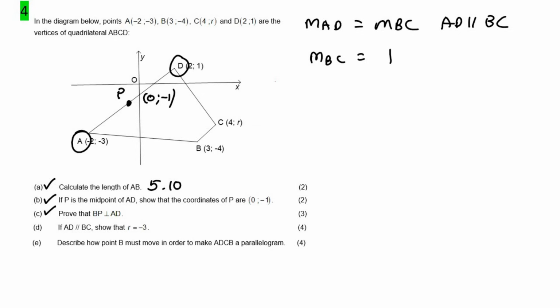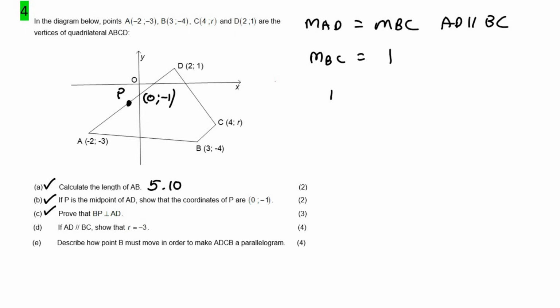Question D. If AD is parallel to BC, so they're saying if this line is parallel to this line, then show that R is minus 3. When two lines are parallel, it means that their gradients are the same. So we can say that the gradient of AD is the same as the gradient of BC, and that's just because AD is parallel to BC. And so we can say that the gradient of BC must be equal to 1. Why 1? Because remember, when we calculated the gradient of AD earlier, we calculated it as 1.